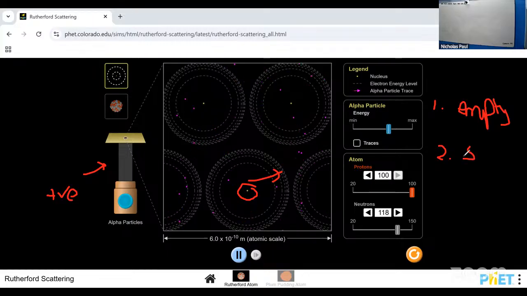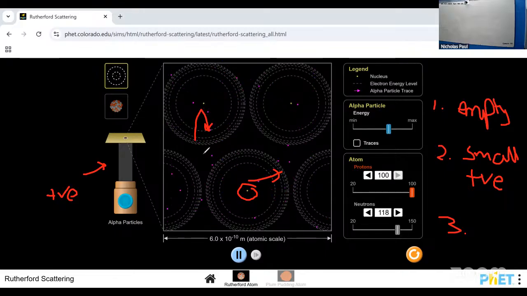You gotta go in your book. Right? They also recognized that it had something small and positive. What happened to a few of them again? The last one, the smallest amount, hit the nucleus and came right back, right? What can you conclude, anybody?